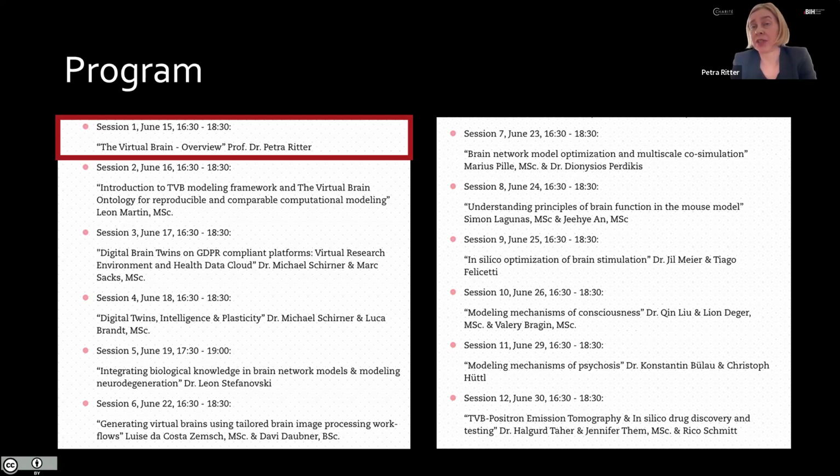Then on June 25th, Jill Meyer and Tiago Falicetti will share their experience with simulating brain stimulation, be it deep brain stimulation or transcranial brain stimulation. Then on June 26th, Chin Liu, Leon Deger, and Valerie Bragin will provide a lecture on modeling mechanisms of consciousness.